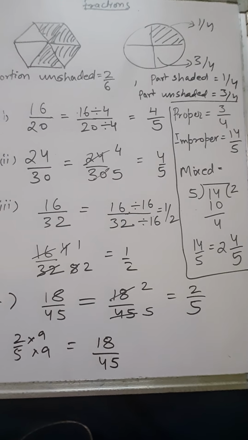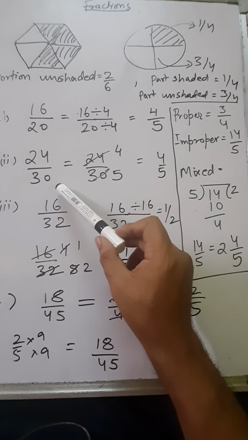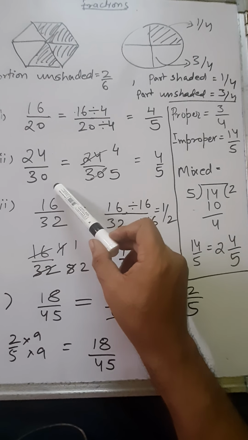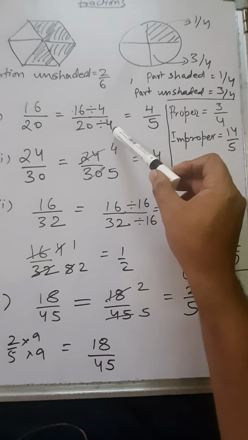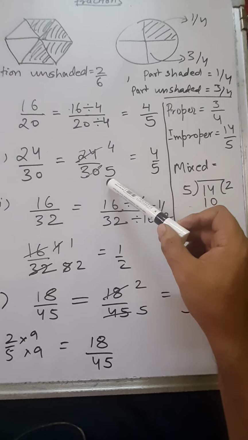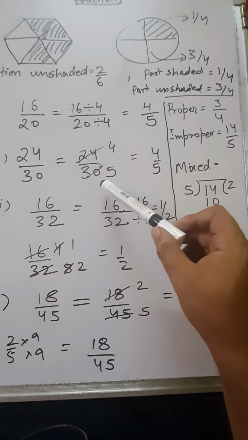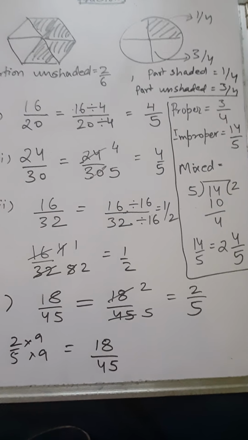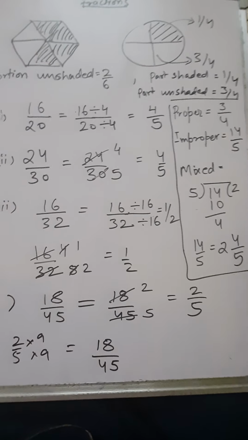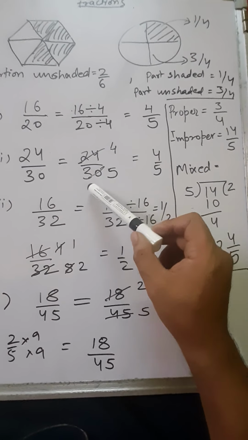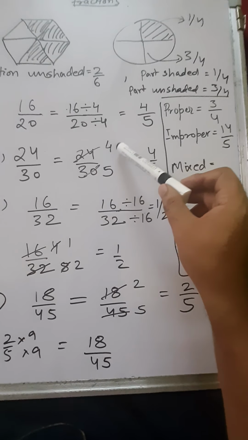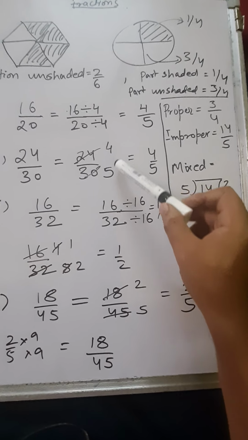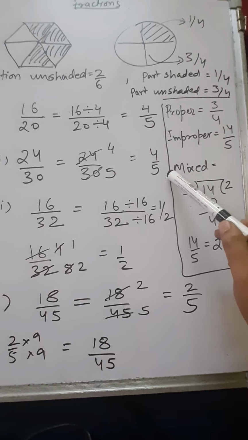Now if you have to convert 24 upon 30 into simplest form or lowest form, you can also divide like this. Here I have shown division like this and here I have divided like this. We know that 24 and 30 both come in the table of 6. So both are divisible by 6. So 6 4s are 24 and 6 5s are 30. Instead of writing divided by 6 here, I have divided by 6 and written the result. So the answer is 4 by 5.